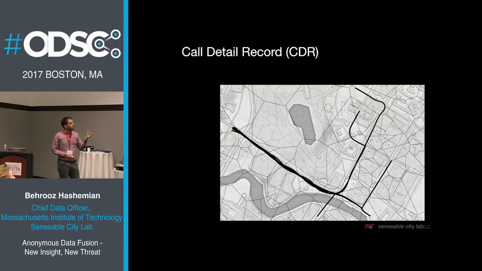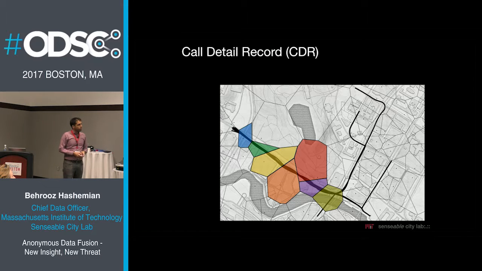But what the telephone companies record is not the exact location. It's something like this. This is the coverage of a cell tower, and when they are moving, the cell tower changes. So they have approximate information about where they are making calls. And this is a trajectory that telecommunication records, call detail records, give you.